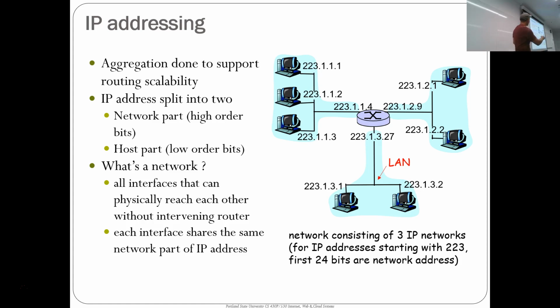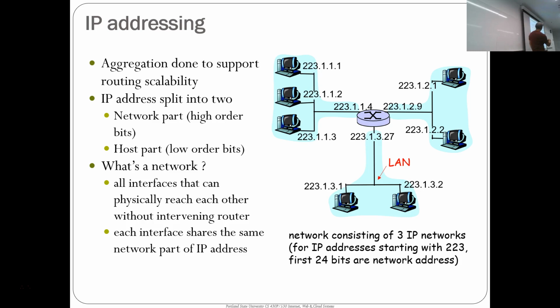The network is basically everything that's directly connected to each other. Each interface on this network would share the same network part, and the host part would be the only part that would differ. In this case, we have 3 networks, and each one of them has a network prefix.